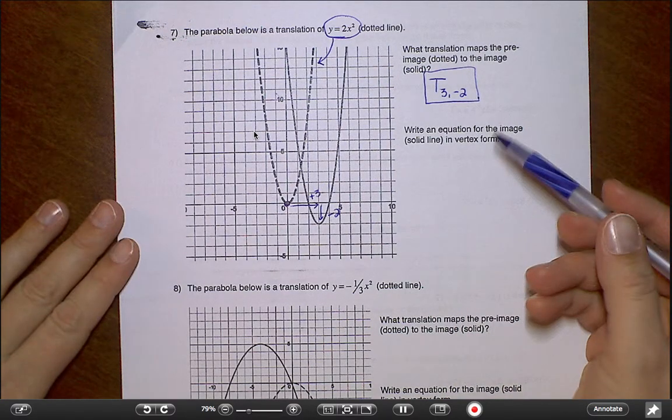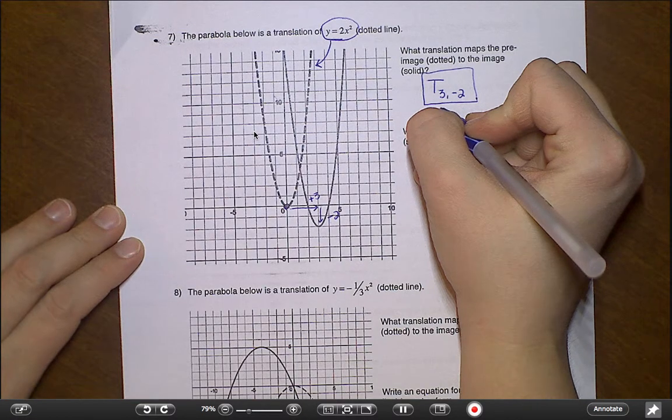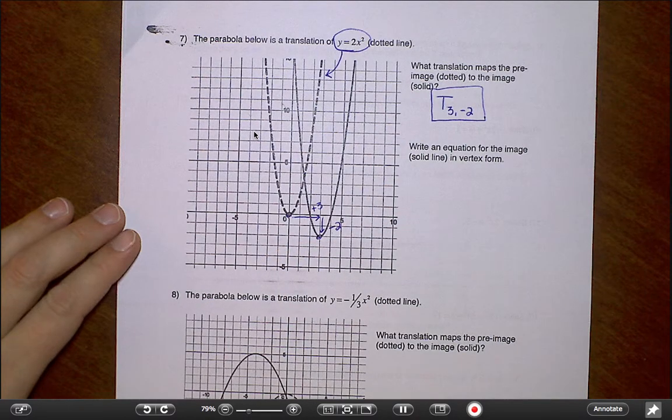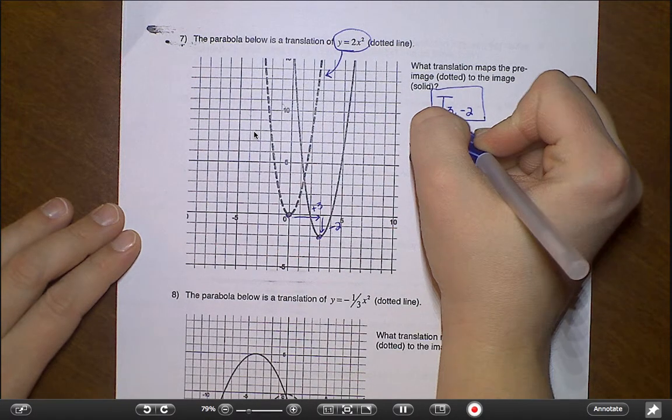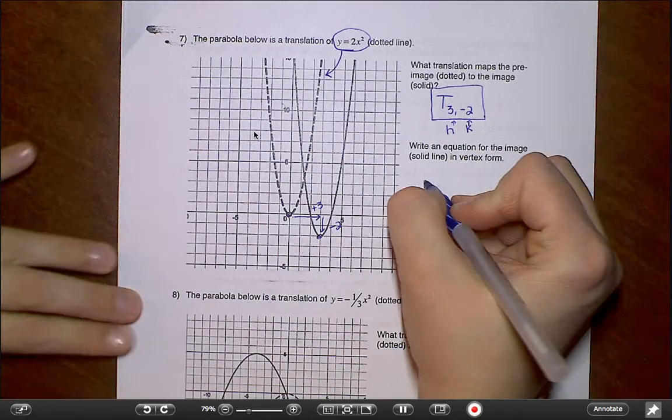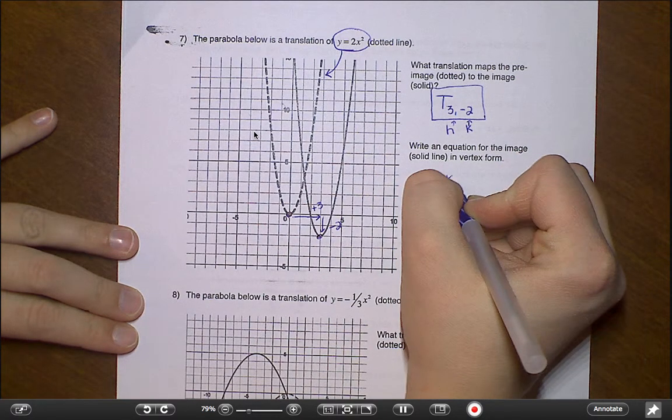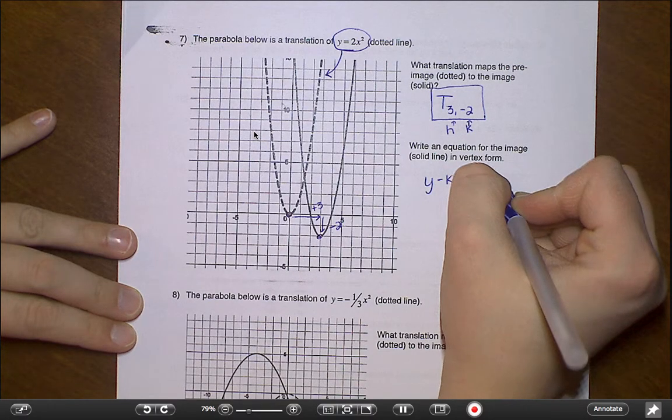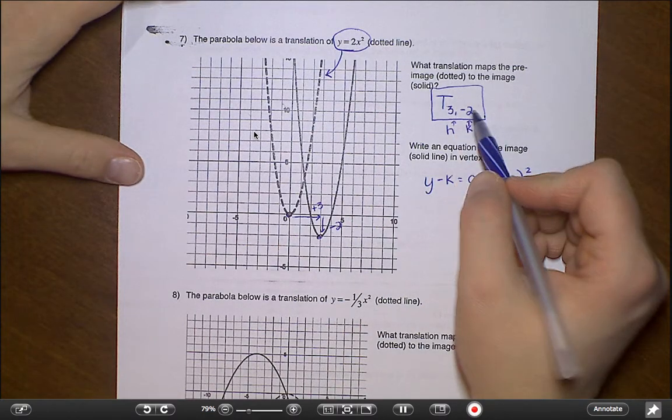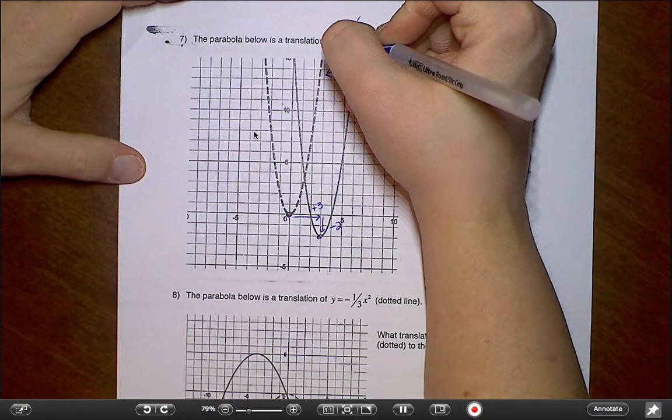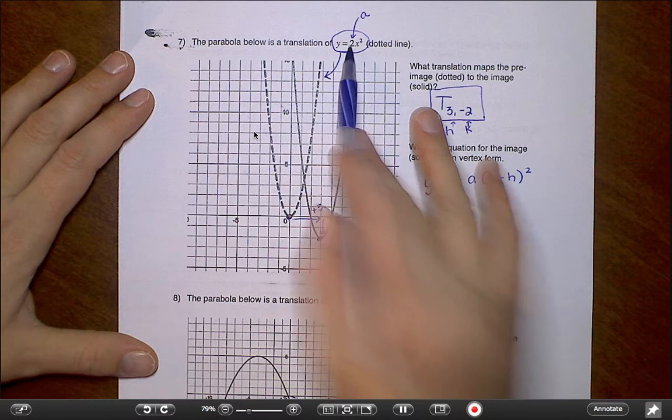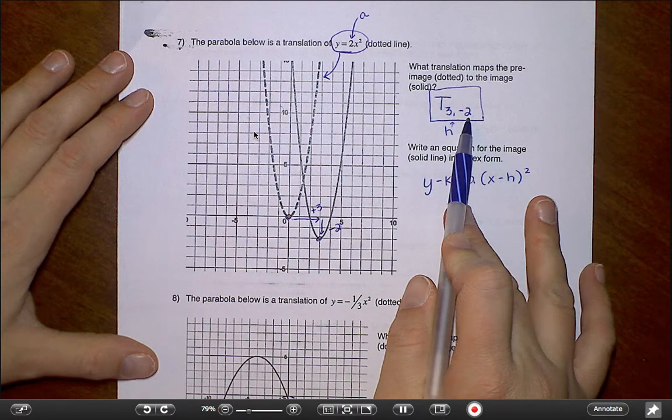What's going to be important to remember, though, as we look at this next part, is that what this really gives us is the vertex of the new equation, right? Wouldn't the coordinates of this point be 3, negative 2? And that's like your h and your k. So when I go to write this in vertex form, here's my vertex form: y minus k equals a times (x minus h) squared. Here are my numbers I'm plugging in for h and k. This right here is where I get my a value. My a value comes from the original equation. So my a value is 2, my h value is 3, my k value is negative 2.